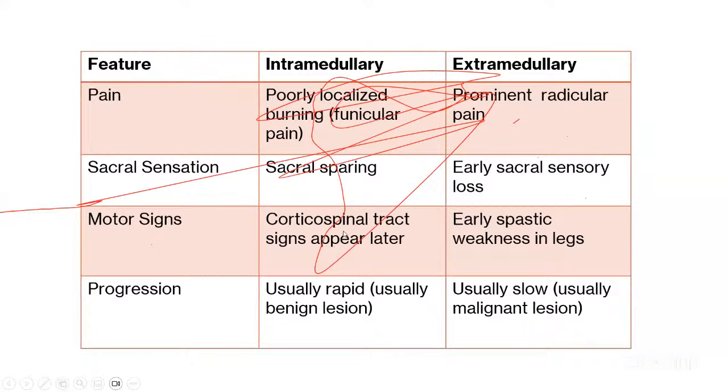And motor signs: corticospinal signs appear later in intramedullary, and in extramedullary, early spastic weakness in legs. Progression is usually rapid in intramedullary, and usually a benign lesion will be there. In the extramedullary, the progression will be slow, but the lesion can be a malignant lesion.